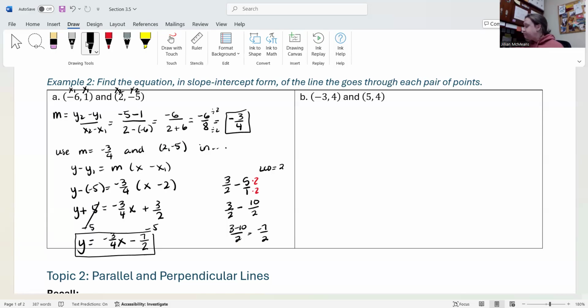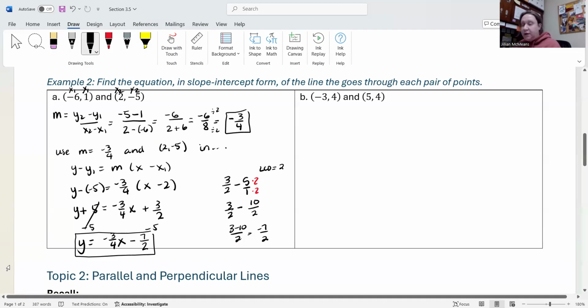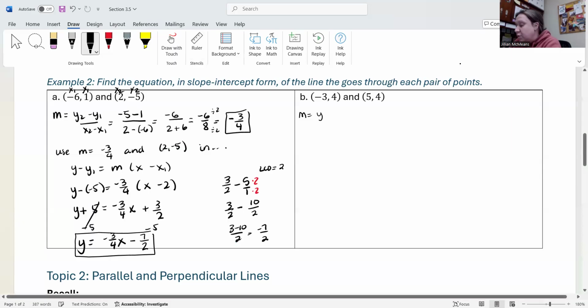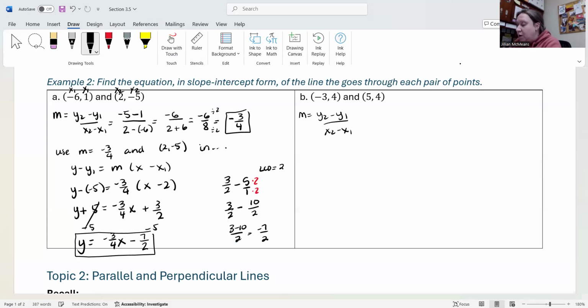Okay? Let's do one more. This will be the last one for this particular video. So same directions. We want to find the equation in slope-intercept form of the line that goes through each pair of points. So let's find the slope. We have 2 points, but we have to have at least a slope and a point, so let's do that. So m equals y2 minus y1 over x2 minus x1. We've got our x1, y1, x2, y2.